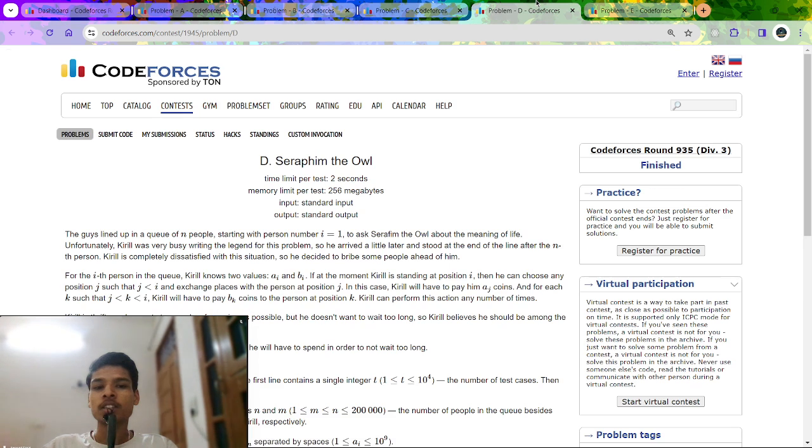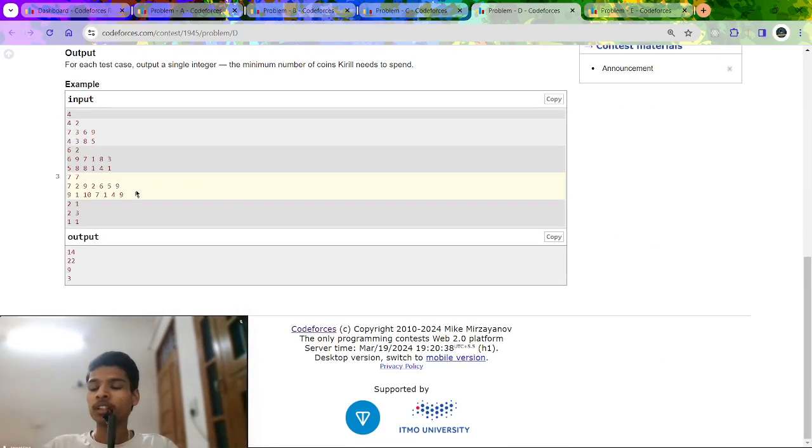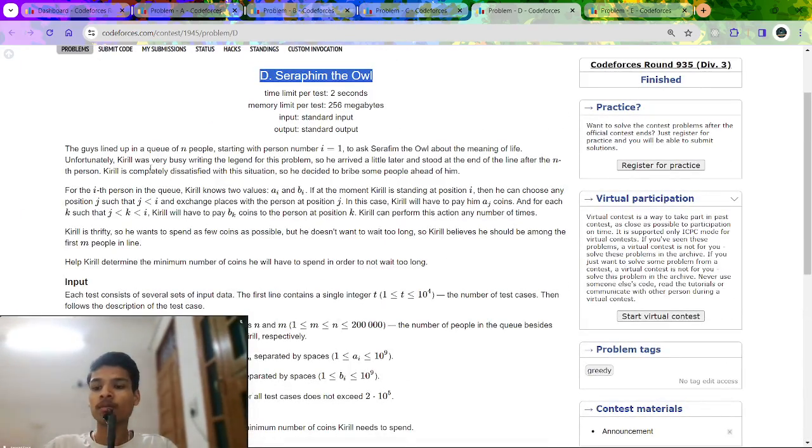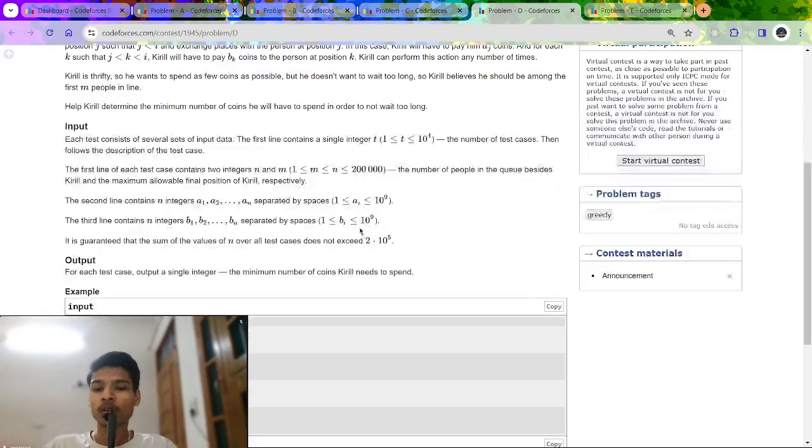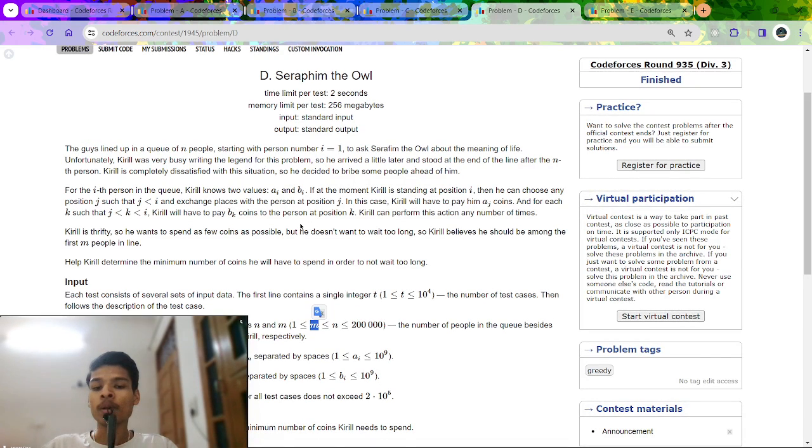So let's now discuss the next problem, that is Seraphim and the Owl. It is a pretty interesting problem. So what is the problem asking us to do? There's a queue of n numbers, and each number represents a person. There's a guy who is late, and he gets checked at the end of the line, which is the n plus 1 position. Now he wants to be among the top m persons in the queue. Here the m is given to me. Now he wants to be a top m person in the queue.